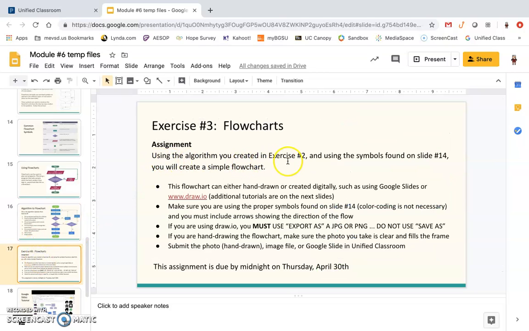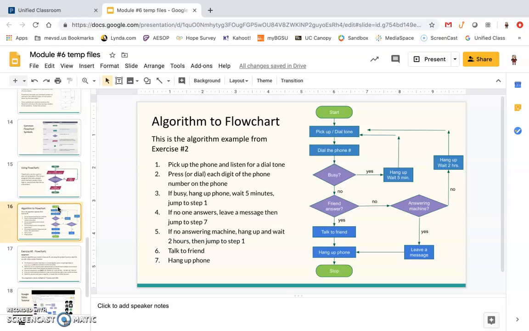Using the algorithm you created in exercise 2 and using the symbols found on slide 14, you will create a simple flowchart. Now the way you could do it is a few ways. You could hand draw it, which is fine. You can create it digitally using Google Slides or draw.io. Now I did this one in Google Slides.